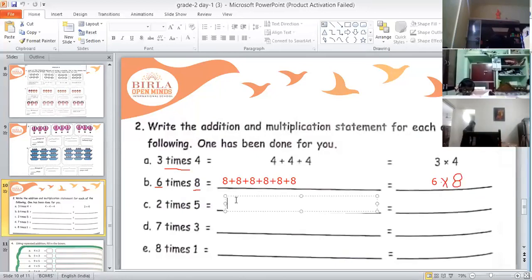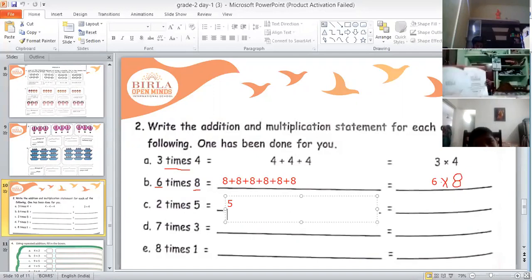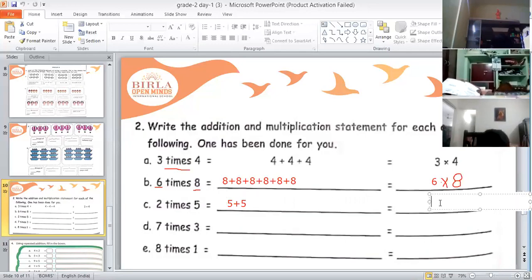10? No. 5. 2 into 5? Wrong, that is the multiplication sentence. Tell me the addition. 5 plus 5. Very good. So we'll write it as 5 plus 5. Very good. And Jay, how will we write the multiplication sentence?